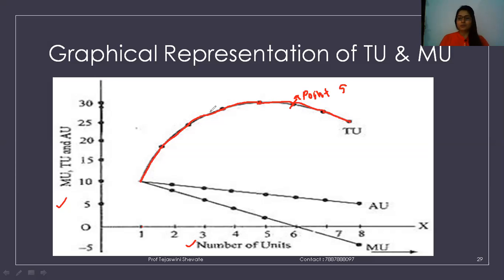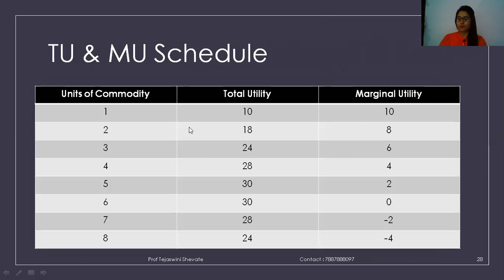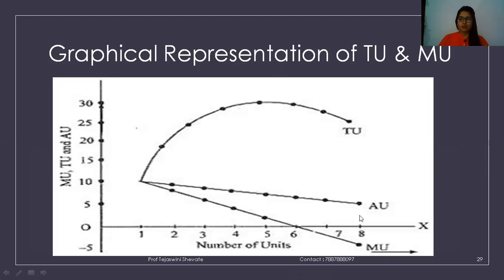So now we will plot the marginal utility curve. The marginal utility was 10, then it went on to 8. If we go back and see what it was, it went from 10 to 8 to 6, 4, 0, minus 2, minus 4. So coming back, we are going to plot this down.